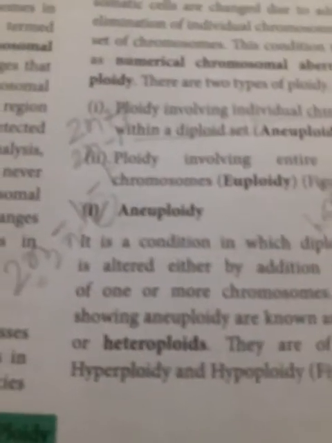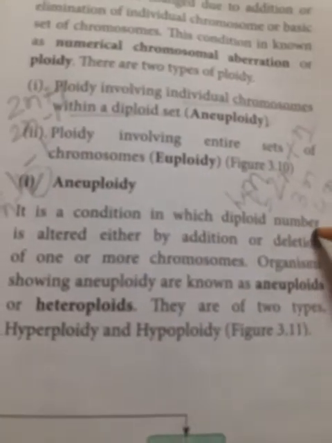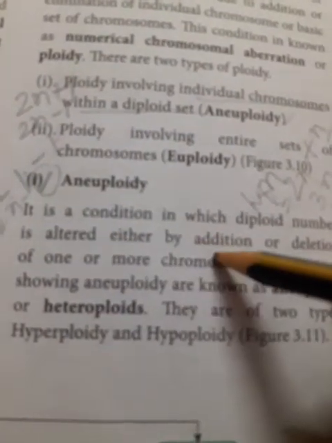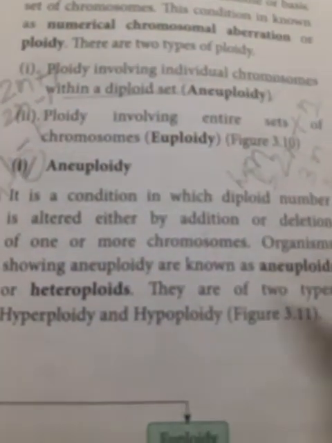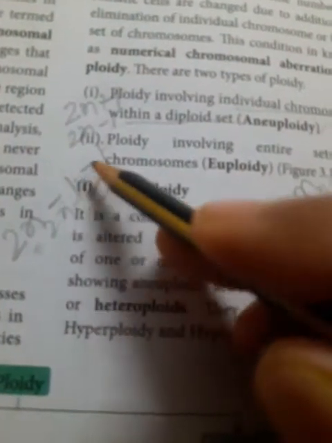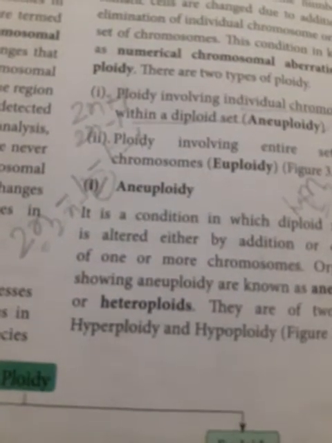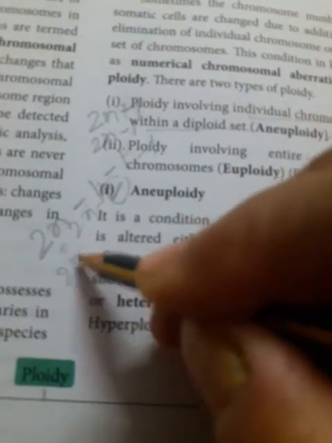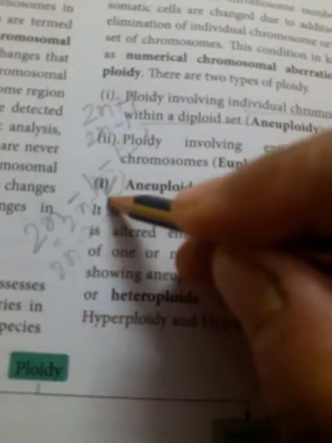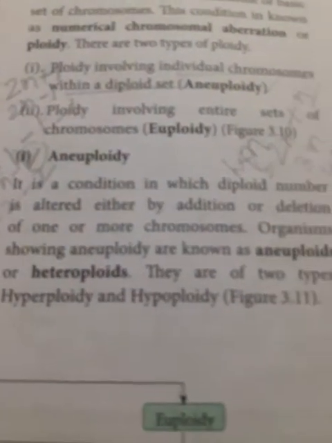Now we are going to discuss aneuploidy. As I just told you, it is a condition in which the diploid number is altered either by addition or deletion of one or more chromosomes. If it is one chromosome, 2n -1. If it is two chromosomes, 2n -1 -1. If a total set, one pair of chromosomes, has been removed, in that case it is 2n -2. Two pairs, 2n -2 -2. We say it in that way.